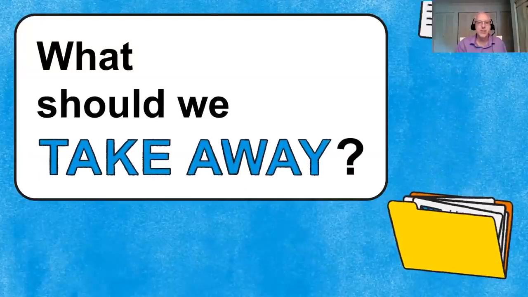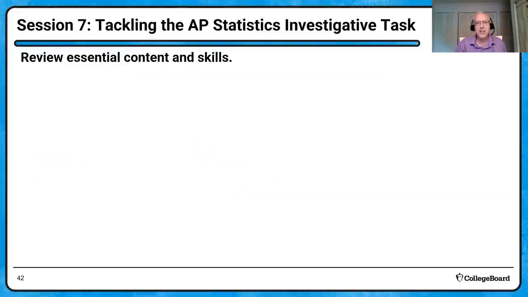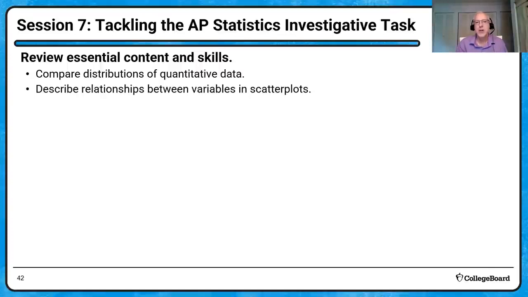So what should you take away from this discussion about investigative tasks and how to tackle them? Well, let's recap the essential content and skills that we addressed. First, of course, is comparing distributions of quantitative data. In an earlier session, we described a distribution of quantitative data. You definitely need to be prepared to use that skill on the exam. Describing relationships between variables in scatter plots. And what made it interesting was we threw in a third variable that had to do with old or new stadium, and that complicated the discussion.